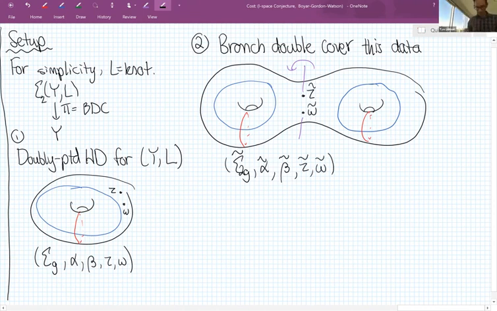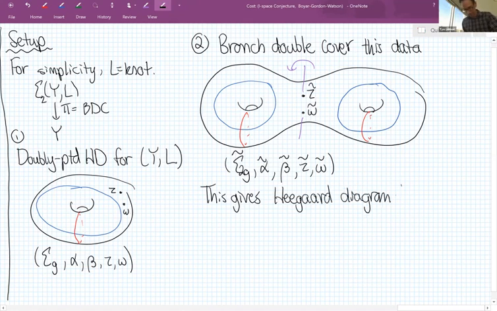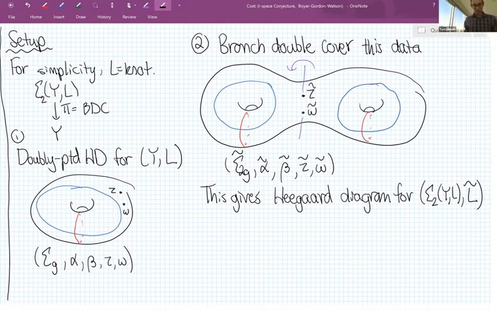And conveniently, this gives a Heegaard diagram for the branch double cover together with the lift of this curve. And so now we can just try to compare the Lagrangian Floer homologies of the associated Lagrangians.